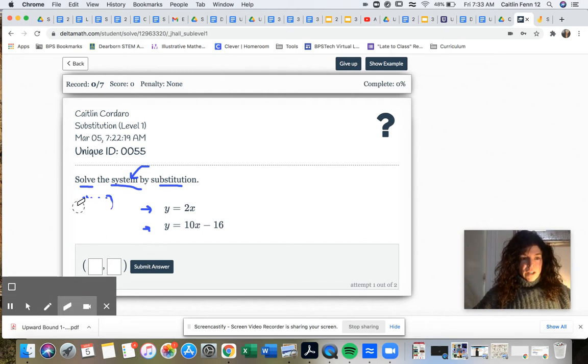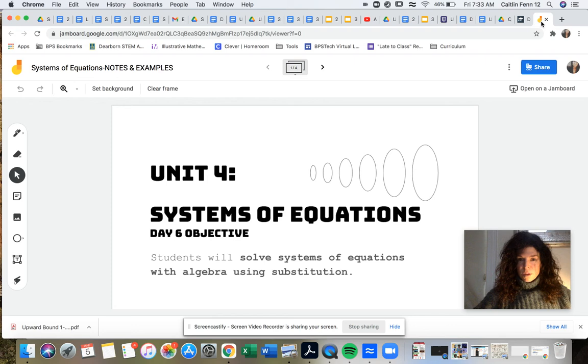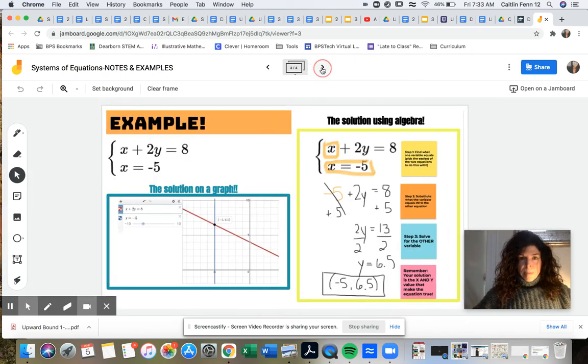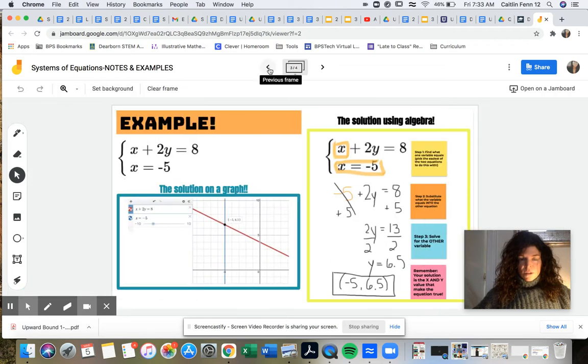Okay, and so if I can't remember exactly how to do that, then I can go back to my notes, and those notes are posted in Google Classroom. And our notes are in here. They look like this. And we can go by these steps. So there's two different examples.